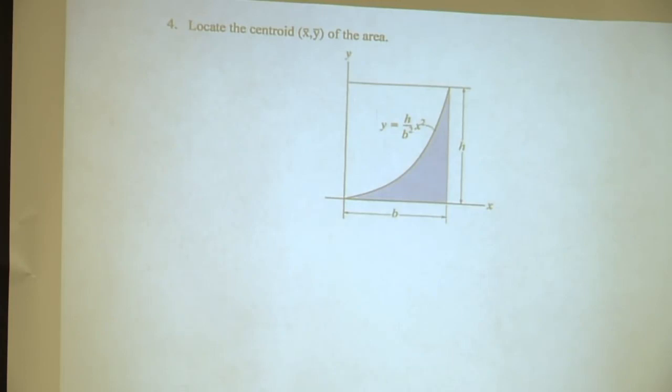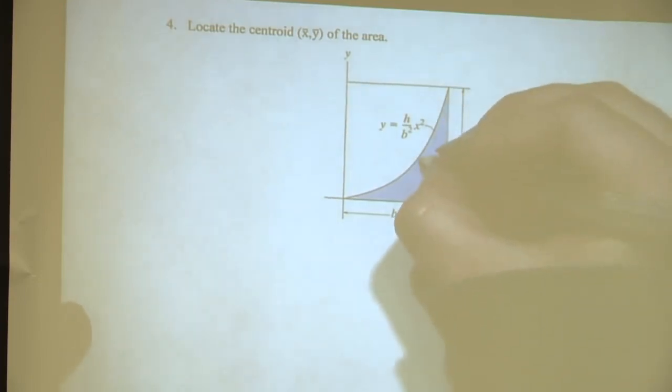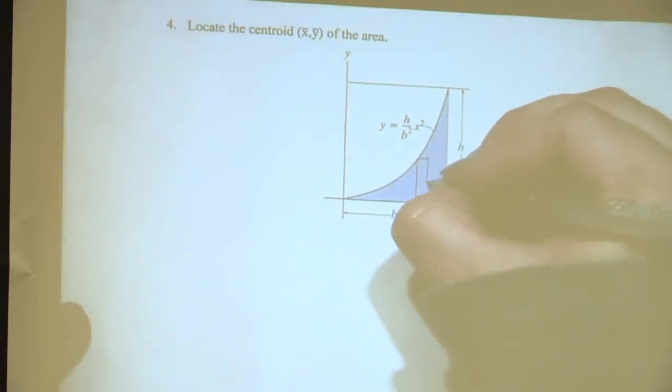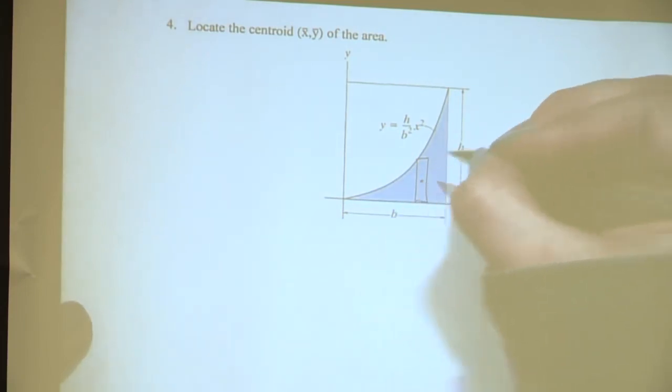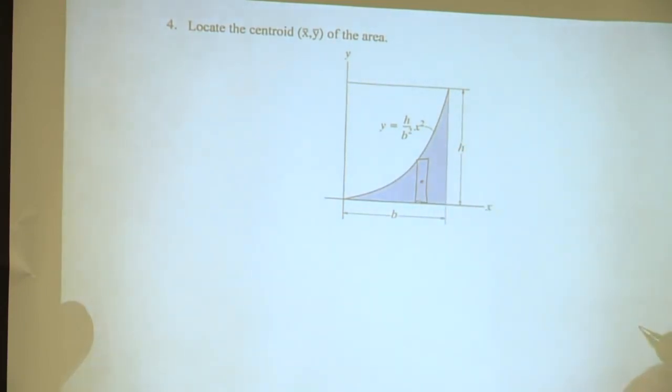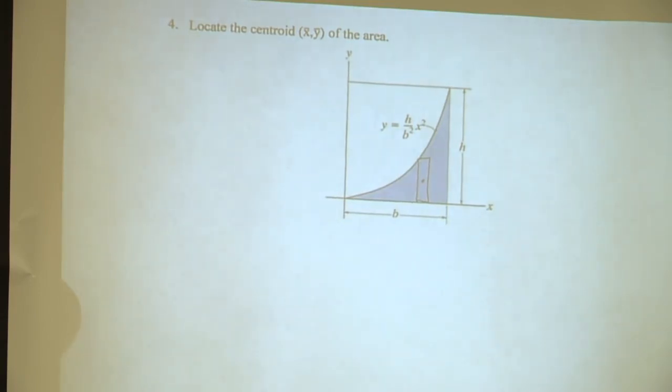And what else do we need to do? Make a cut. So draw a differential element. So which way do you think would be easier, vertical or horizontal? Vertical. And why is it easier? So try doing it both ways. There's actually an example in the book that does it both ways. So just look at that and you'll see that this way is a lot simpler.